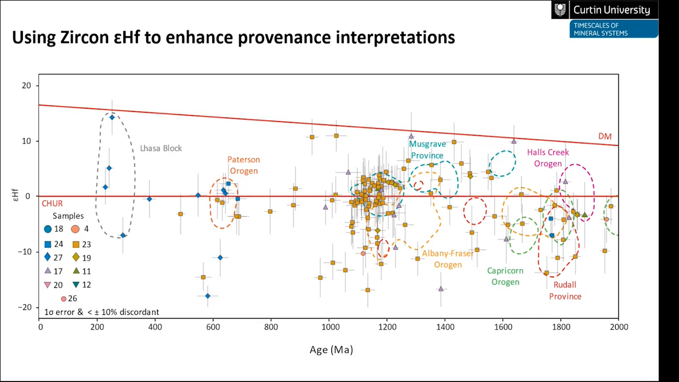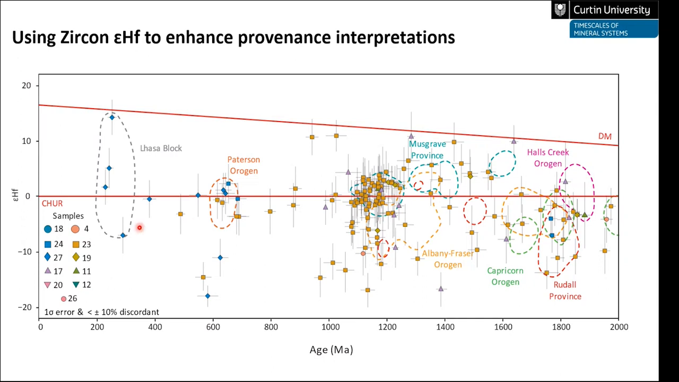So we can see that Proterozoic detrital zircons in the East Pilbara terrain are derived from multiple sources. And it's interesting that the Musgrave province here is the dominant supply of Mesoproterozoic grains, as opposed to the more evolved Albany-Fraser origin.